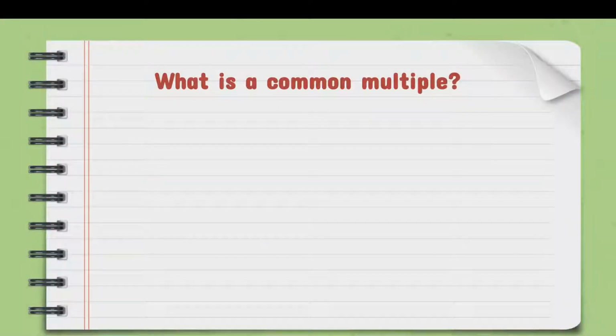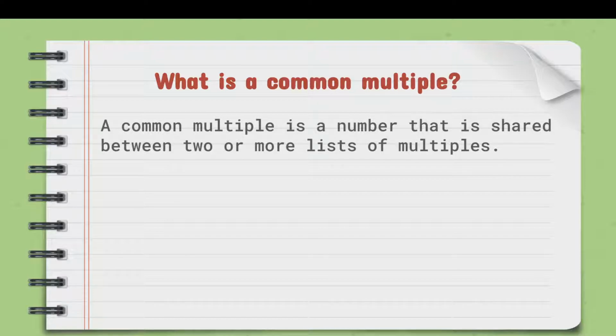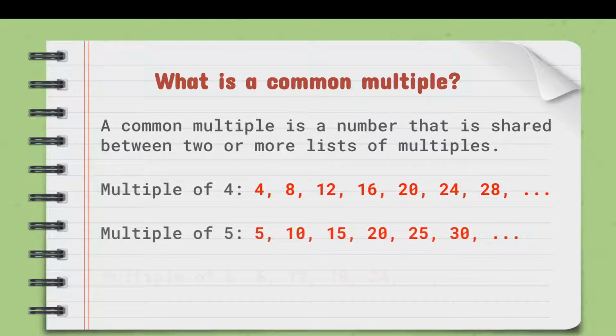Okay, so what is a common multiple? It is a number that is shared between two or more lists of multiples. Okay, let me give you another example so that you can try it out. Bringing back the multiples of 4 and 5, let's add the multiple of 6, which goes like 6, 12, 18, 24, and 30. Now I'll give you about 5 seconds to answer my question. If you need more time, just pause the video and resume it after you find them.